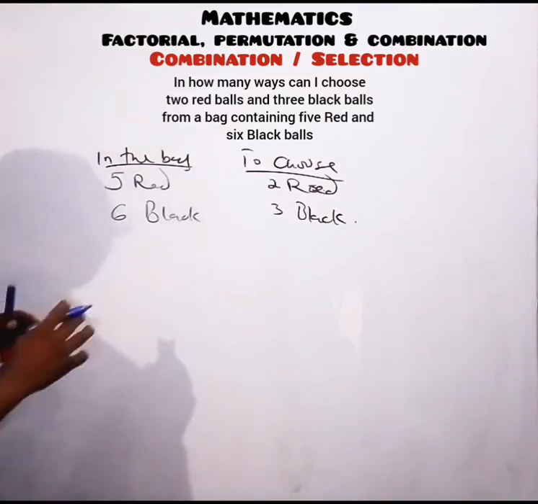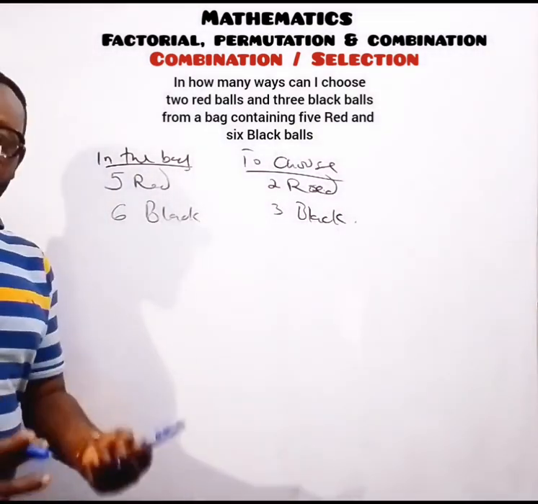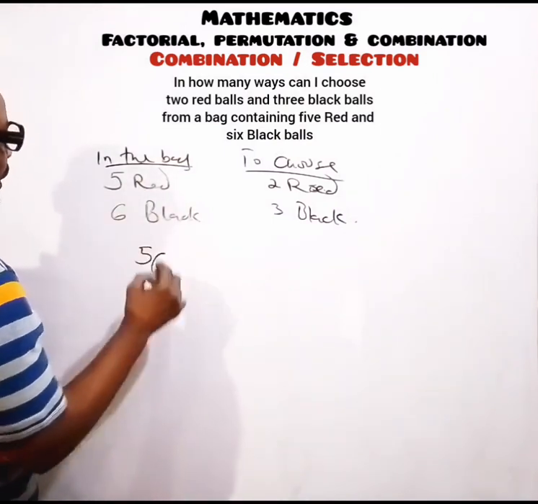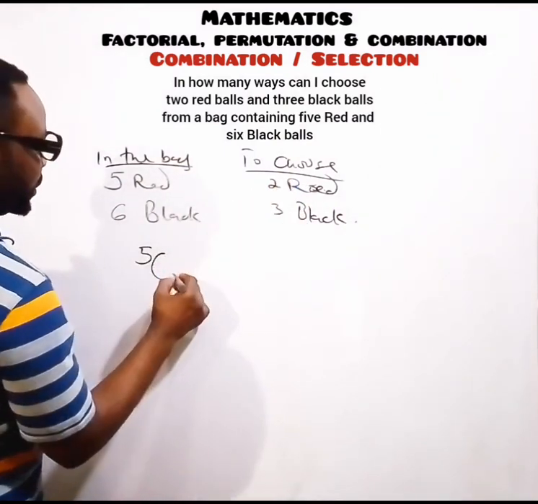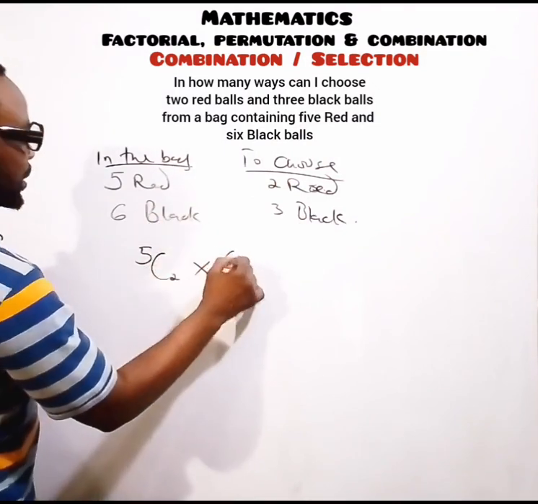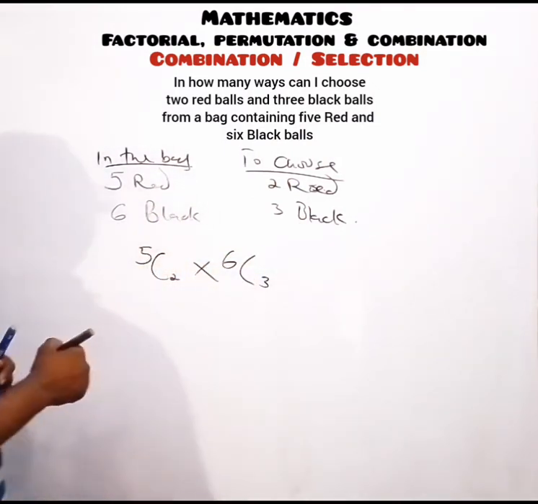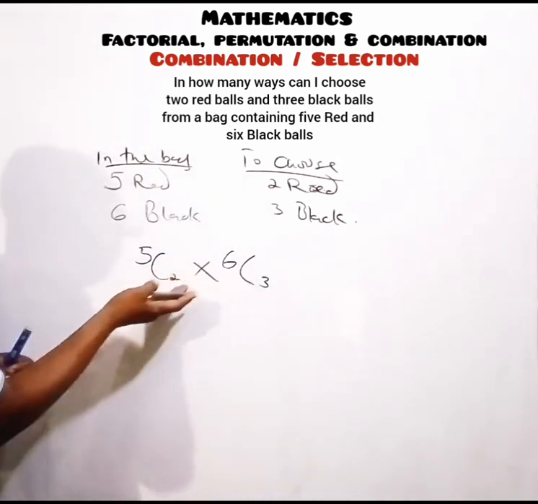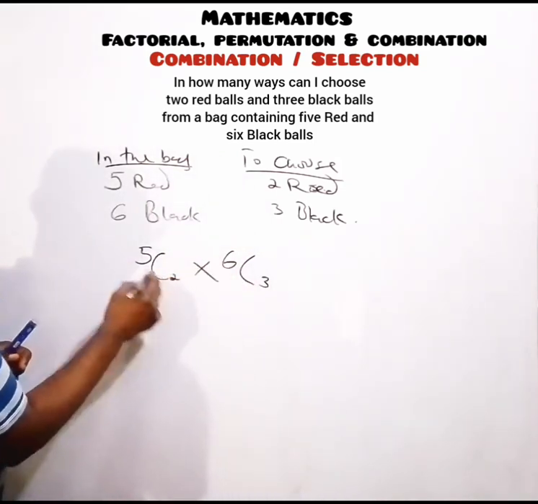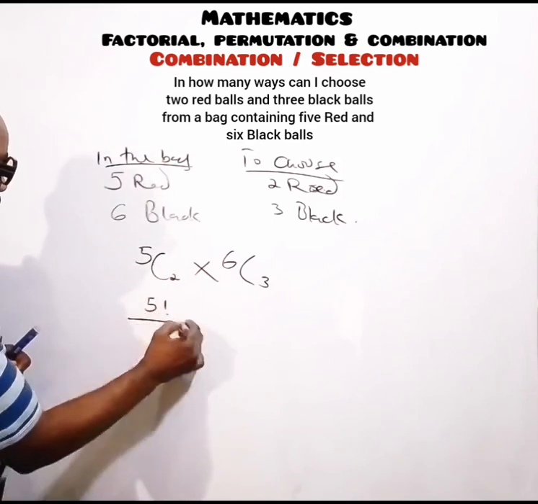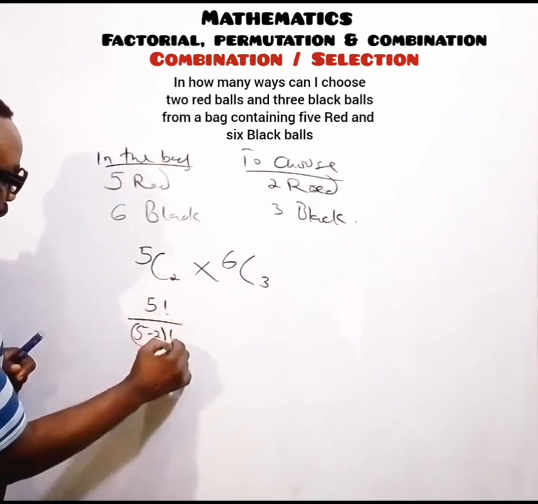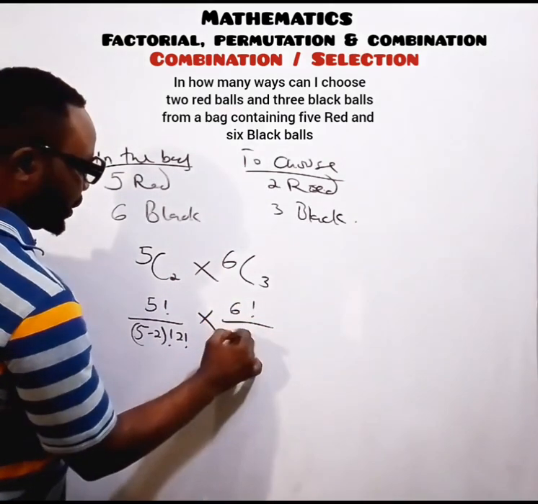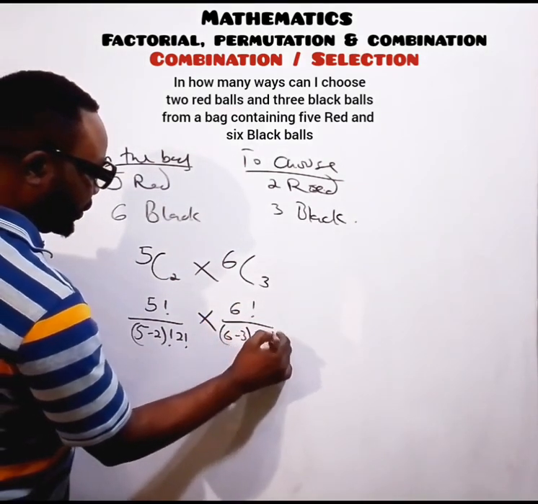Now, this is our selection. We want to select it from the bag. That is going to be equal to 5 combination, what is the red here, 2, multiplied by 6 combination 3. In this case, can I go ahead and find the value of this expression? 5 combination 2 will be 5 factorial all over 5 minus 2 factorial 2 factorial, multiplied by 6 factorial all over 6 minus 3 factorial 3 factorial.